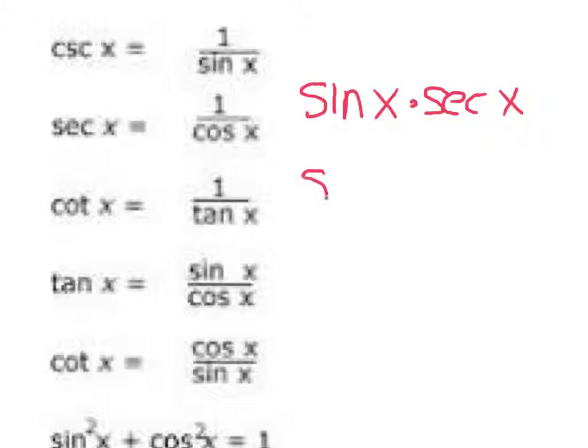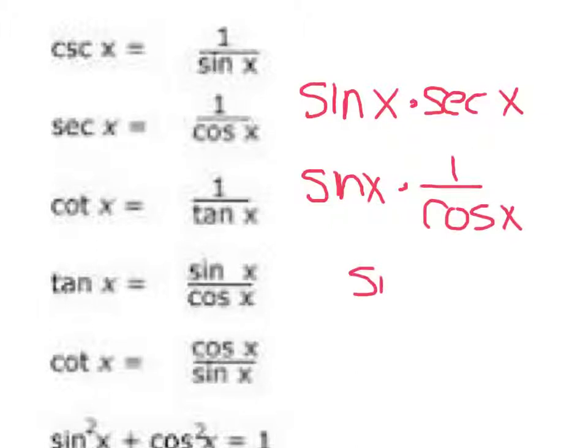Our first example is going to be simplify sine x secant x. So sine x times the secant of x. Your goal is to not have cosecant, secant, or cotangent in front of you, but just to get them in sines and cosines. So this would be sine of x times 1 over cosine of x. That simplifies to sine of x over cosine of x, and that simplifies to tangent of x.